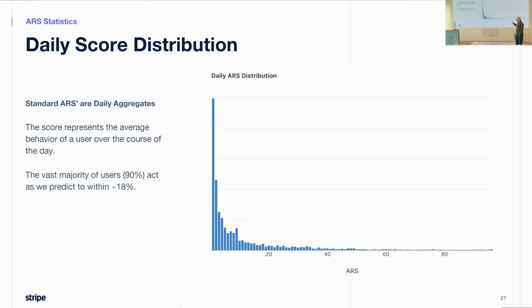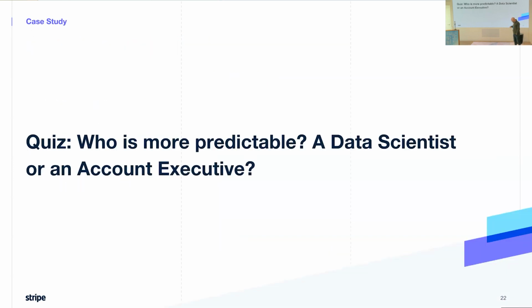So before we wrap up and talk about the application to security operations, I do want to ask you guys, what do you think? A quick case study here, just for fun. Who do you all think is more predictable, a data scientist or an account executive?